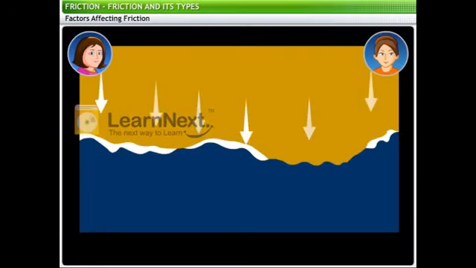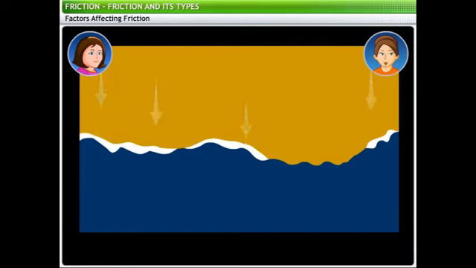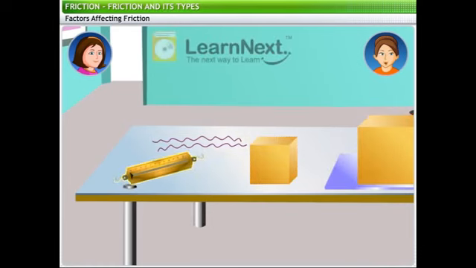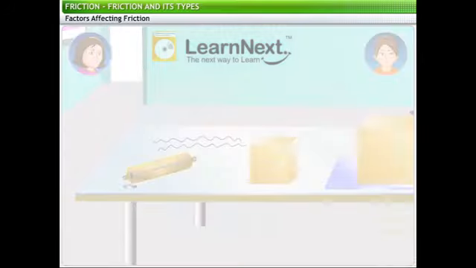The weight of the object leads to an increase or decrease in the frictional force. Heavier the object, harder are the irregularities on the surfaces in contact pressed together. Let me show you what I mean through a small activity. We need 2 wooden blocks, 2 pieces of string and a spring balance.